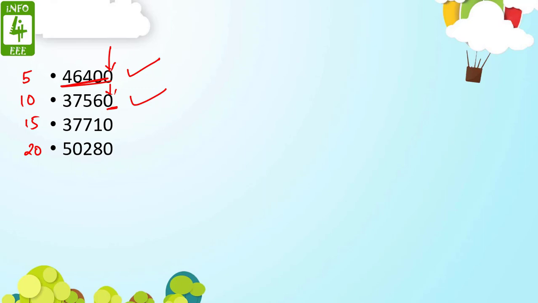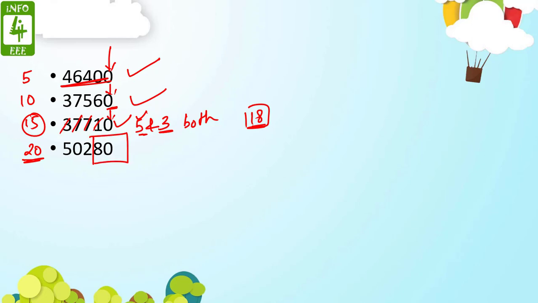For 15, the number should be divisible by 5 and 3 both. Right. So for 5, the last digit should be either 0 or 5. It satisfies this. For 3, the sum should be divisible by 3. So 7, 7, 14, 15 and plus 3 is 18 and 18 is divisible by 3. So this number will be divisible by 15. Next is 20. For 20, the last two digits should be a multiple of 20. So 80 is a multiple of 20. So we will say this number will be divisible by 20. So this is how you can find whether a number is divisible by 5, 10, 15 or 20.